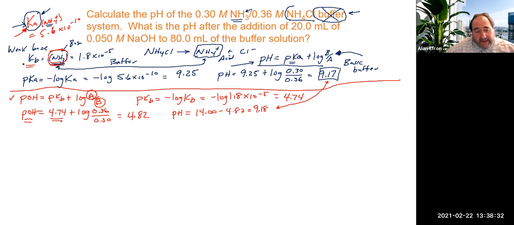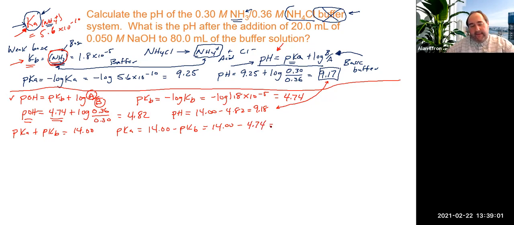Your other option, if they give you the Kb value and you want to use the Henderson-Hasselbalch equation, is to use the other relationship we saw, that the pKa plus the pKb is equal to 14. So you could find the pKa value by taking 14 minus our pKb value of 4.74. That gets us 9.26. Again, just slightly different because of the Ka and Kb values, but that would get you there. And then you could go into the Henderson-Hasselbalch equation as well.